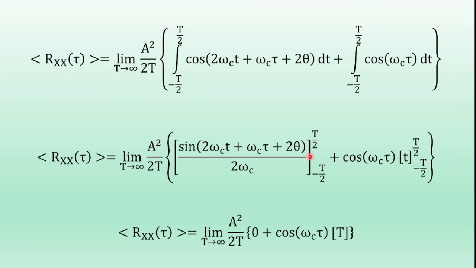Now substitute the upper value of t and the lower value of t in the first term. Finally we get the first term as 0, plus in the second term, substituting the upper and lower values of t, we get T by 2 minus of minus T by 2, which is T. So the numerator and denominator T cancel. The second term is cos of omega c tau into T.